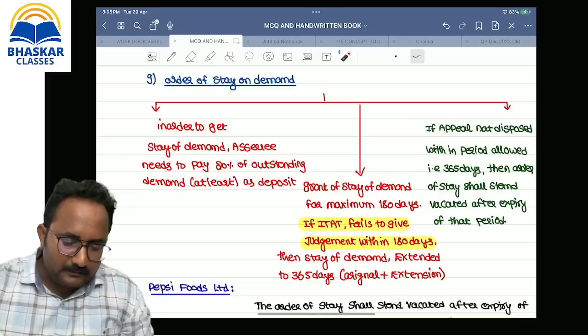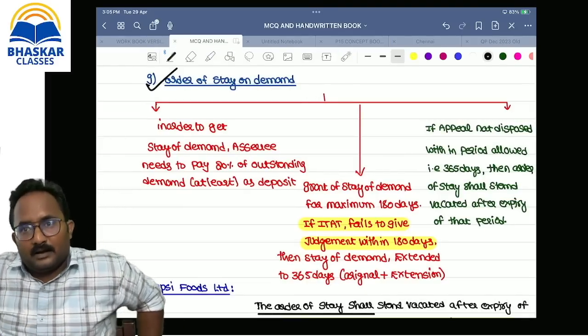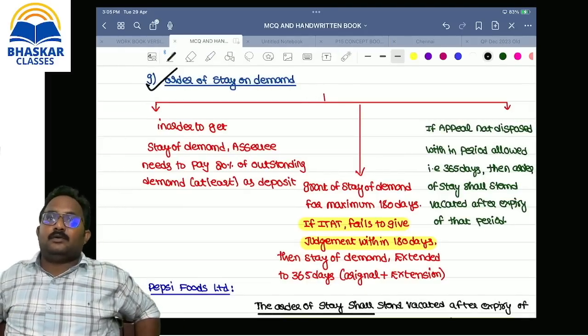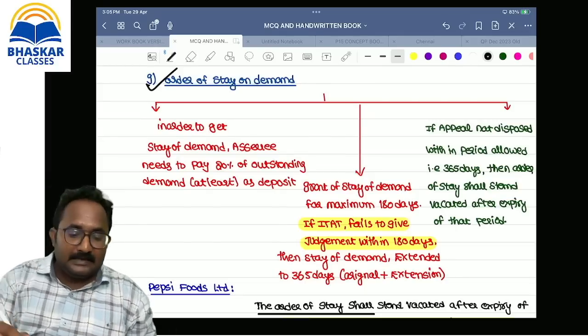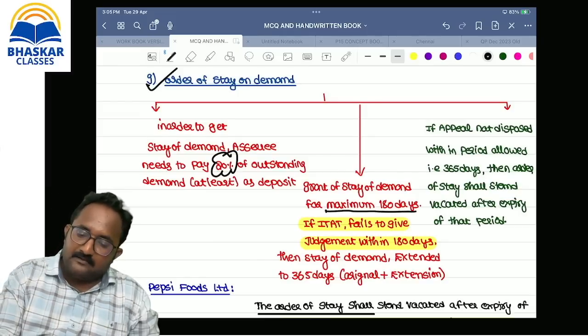Now please open our content, ma. Order of stay of demand. Can you tell me how much fee we have to pay? 500. If you pay 500, then only they can give the stay of demand. And you have to pay a deposit of how much, ma? 20%.